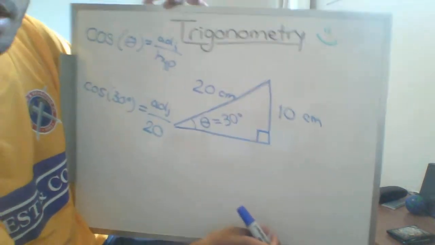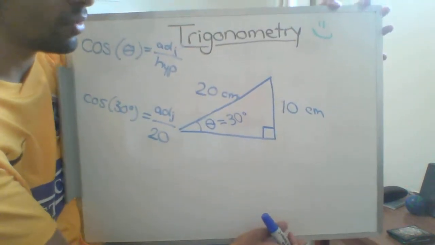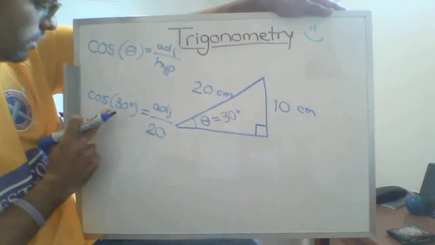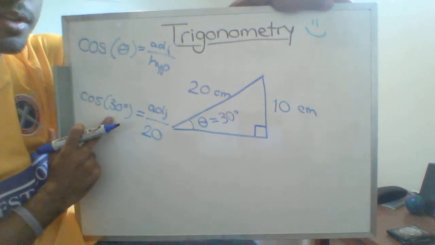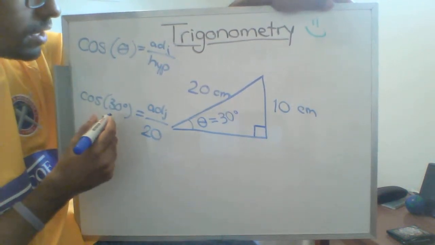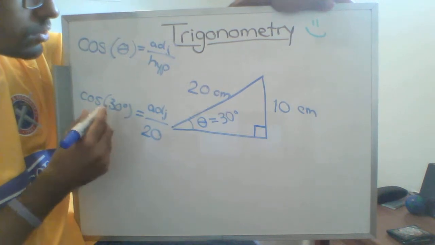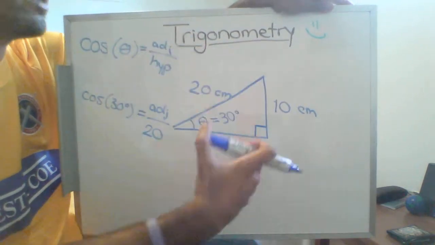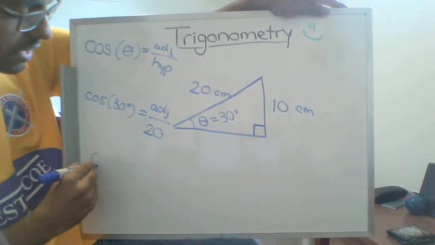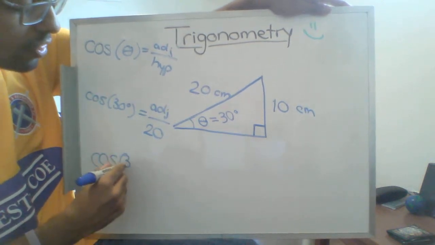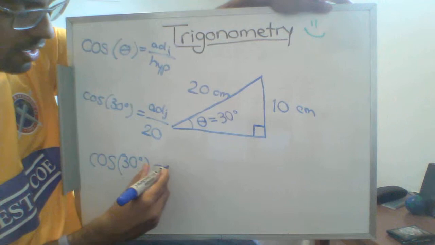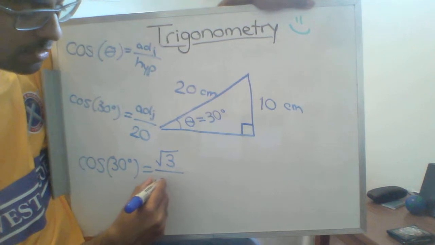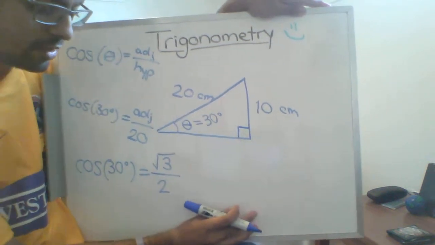Now, from doing math over the years, I've learned and memorized a few key values, and 30 degrees is one of those values that you should memorize. If you're working with sine 30, cosine 30, tangent 30, you should know that sine 30 equals a half. And cosine of 30 degrees, if I haven't done this wrong, is the square root of 3 divided by 2. Okay, this is the answer.